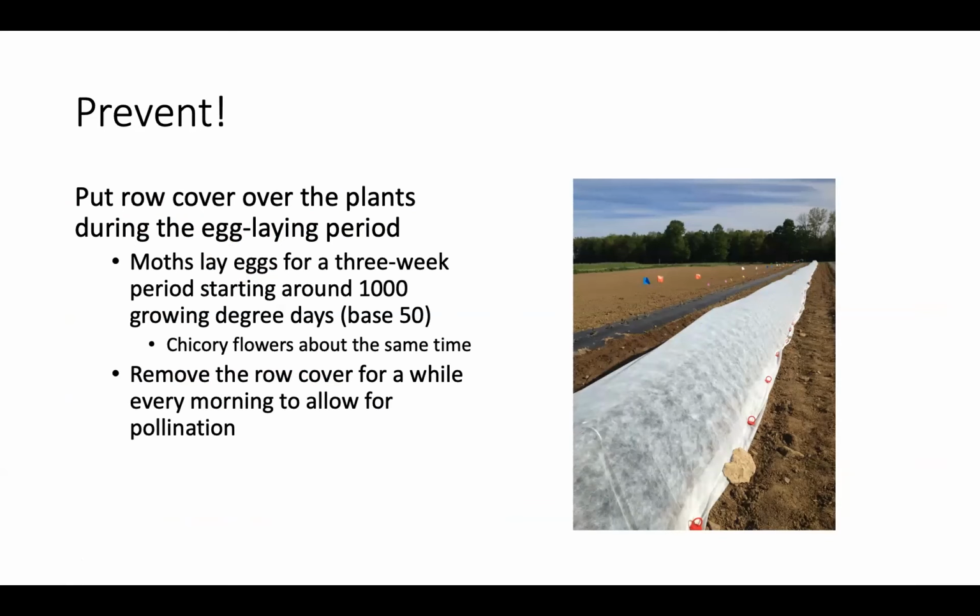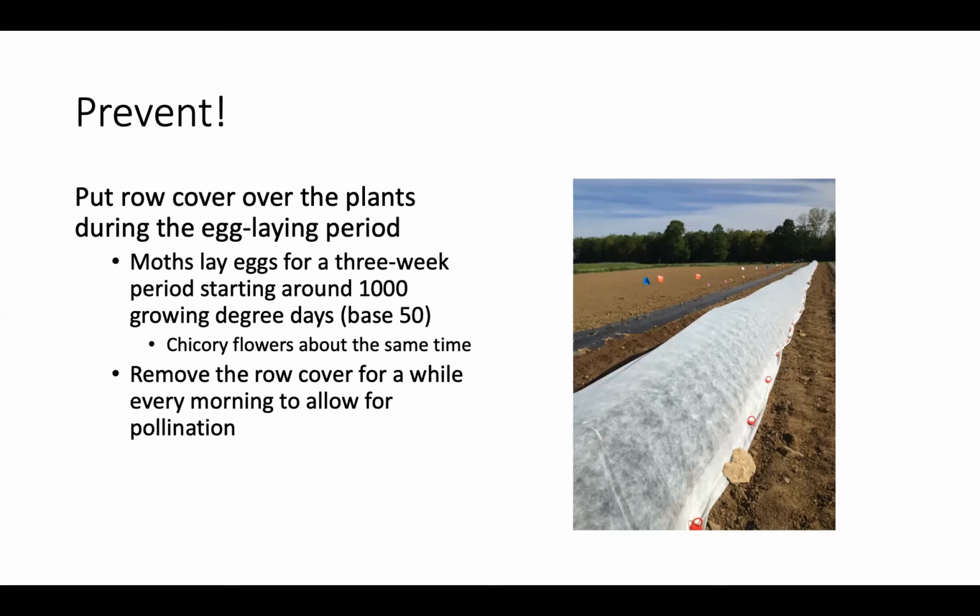I'll talk about a few things that I know about to prevent them, but if you have other ideas, I'm going to ask you to share them at the end, if you're using other methods. So one thing that you can do to prevent squash vine borer is to cover your squash with floating row cover during the period that the moths are laying eggs.